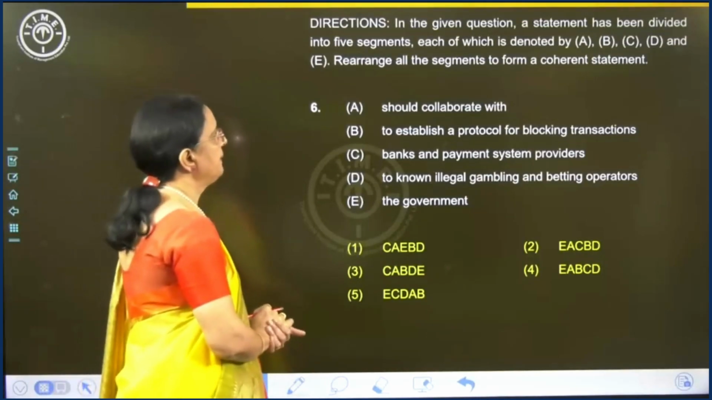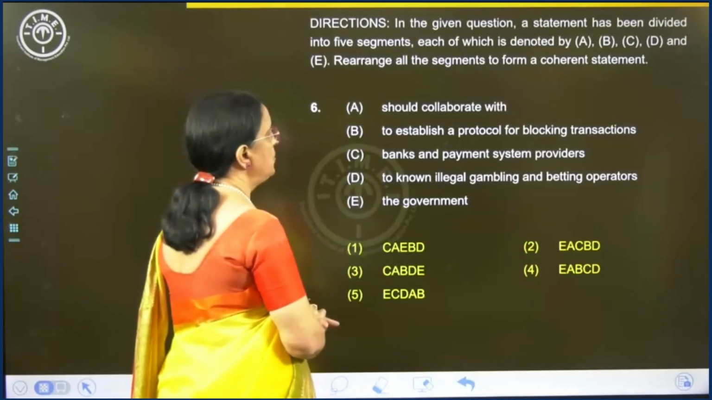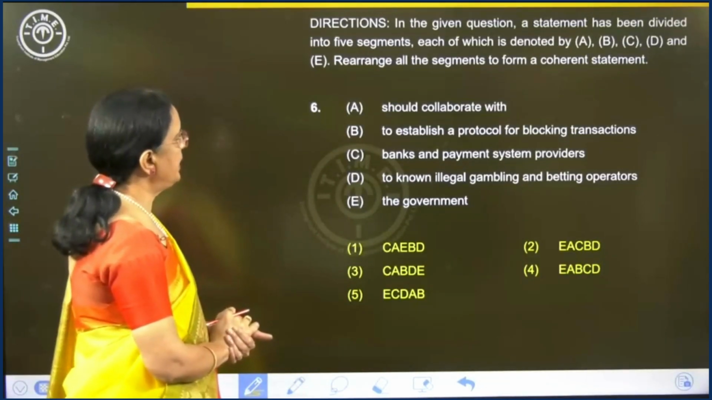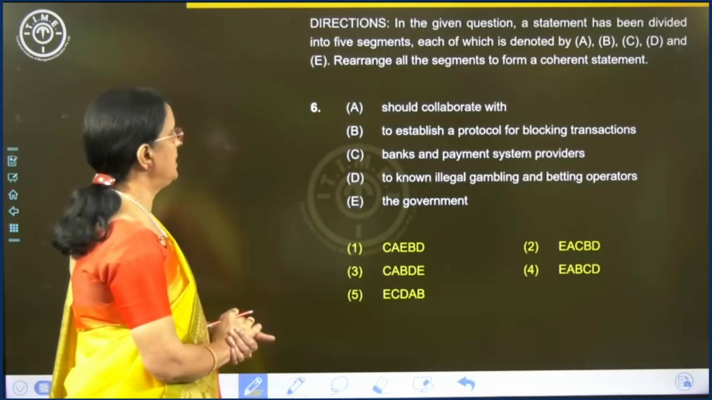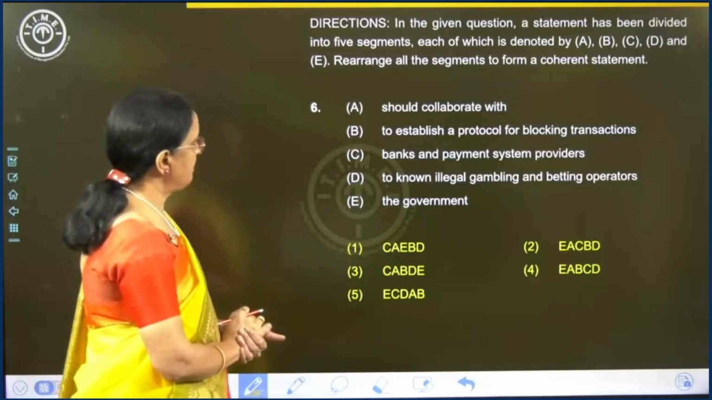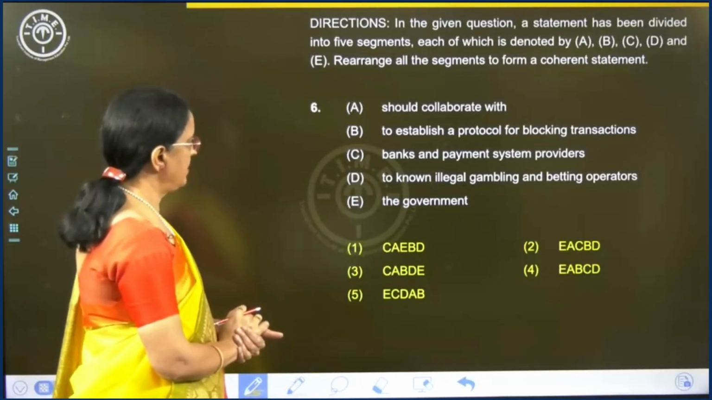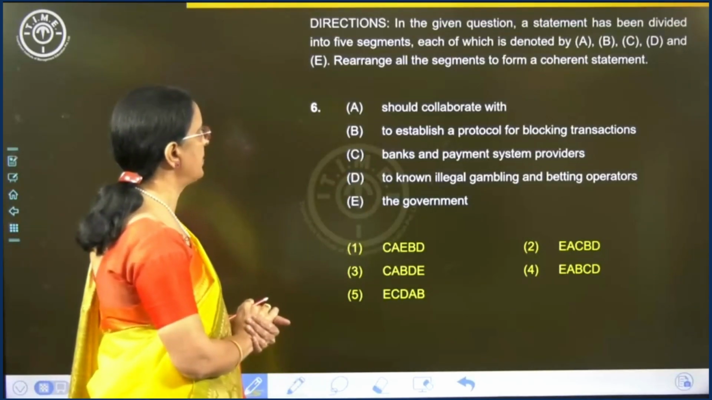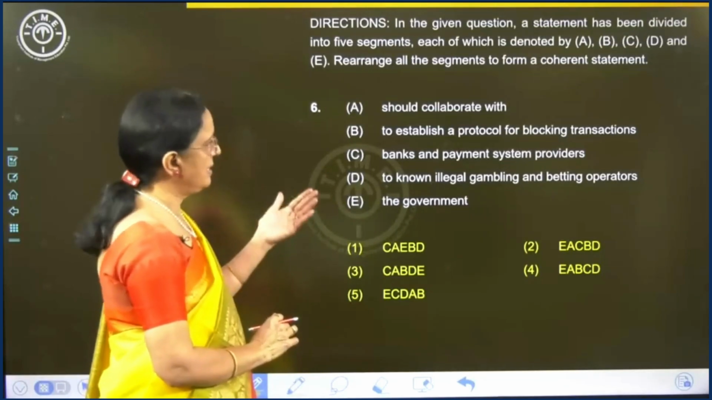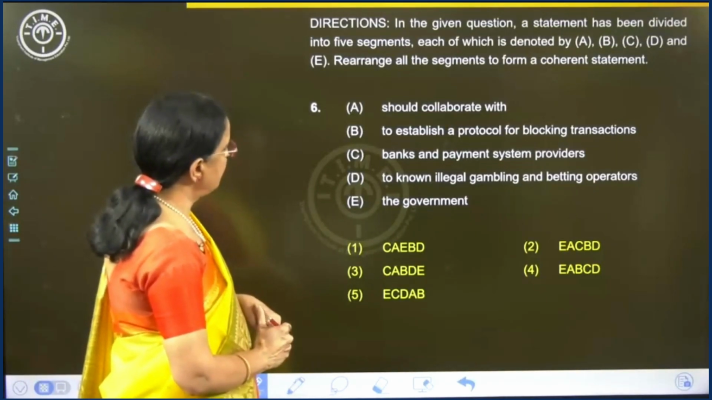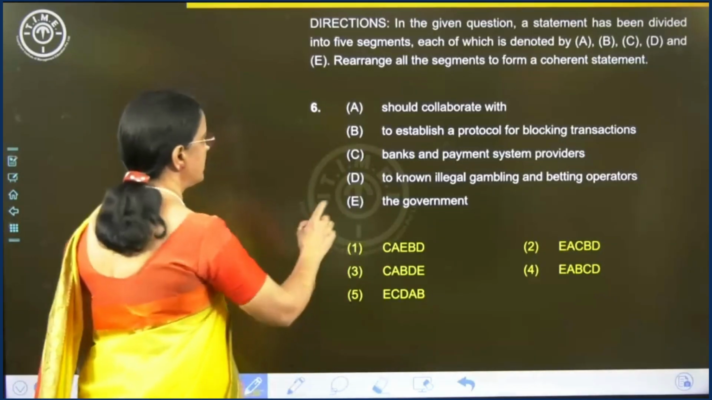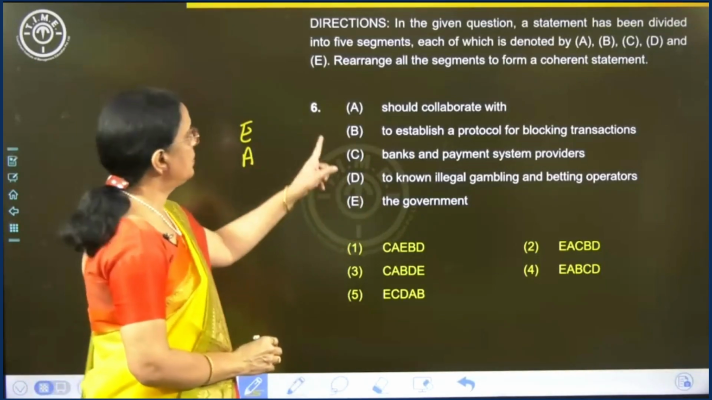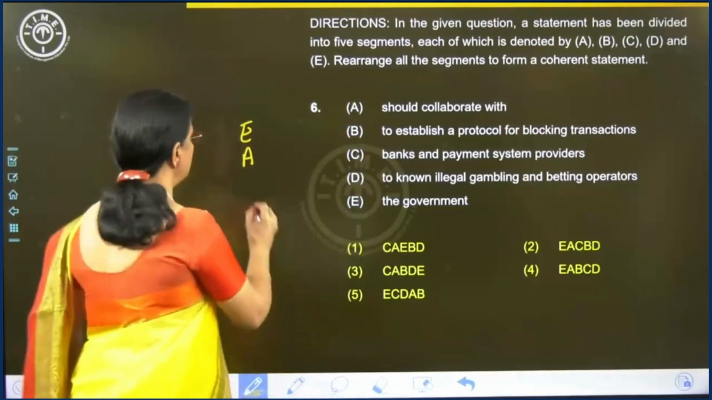Let's continue. Should collaborate with. Alright, who should collaborate with? Banks and payment system providers or the government? Let us take it from the government. The government should collaborate, not banks and payment system providers collaborate with the government. Which is better? Government should collaborate with. So, EA. The government should collaborate with banks and payment system providers.